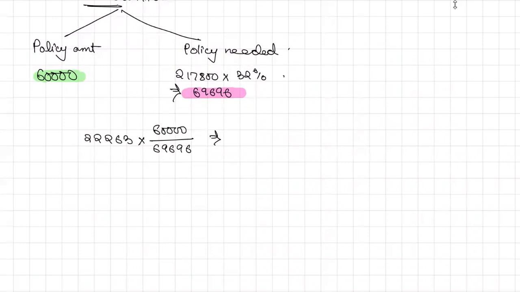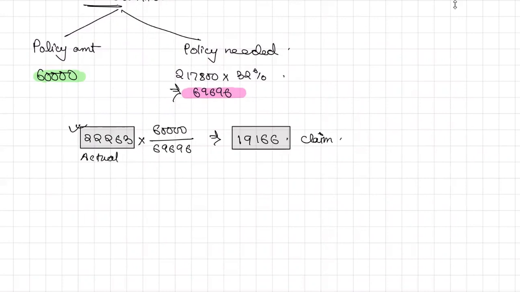22,263 into 60,000 divided by 69,696, which is 19,165.80. 19,166 कर देते हैं. करेक्ट? सो दिस इज द लॉस दैट दे विल गिव यू. You can claim. इतना actual loss was this. This was our actual loss. ठीक है.